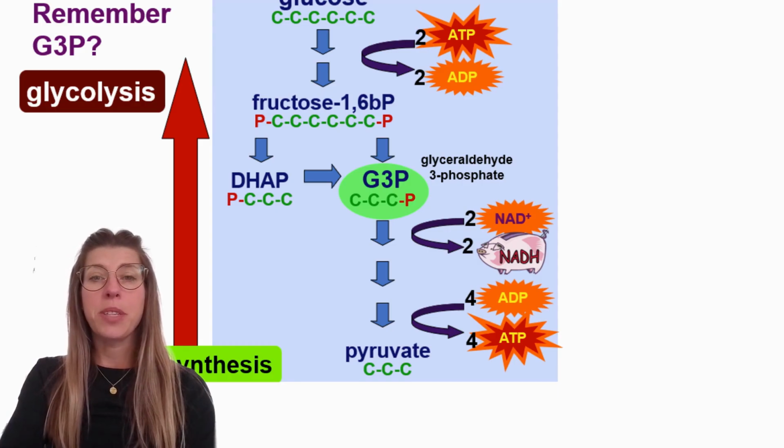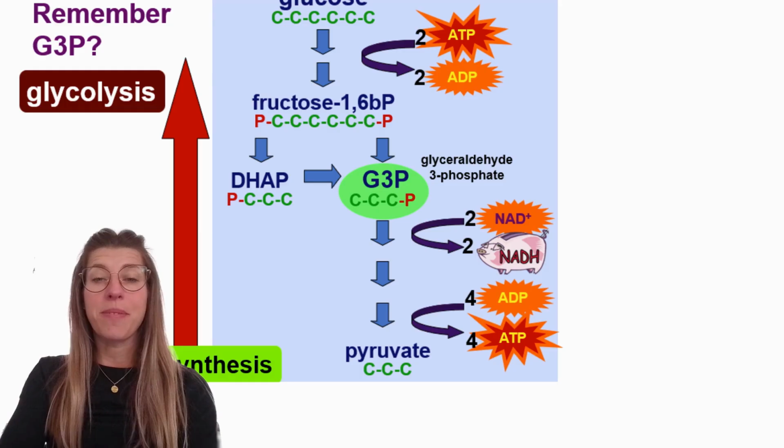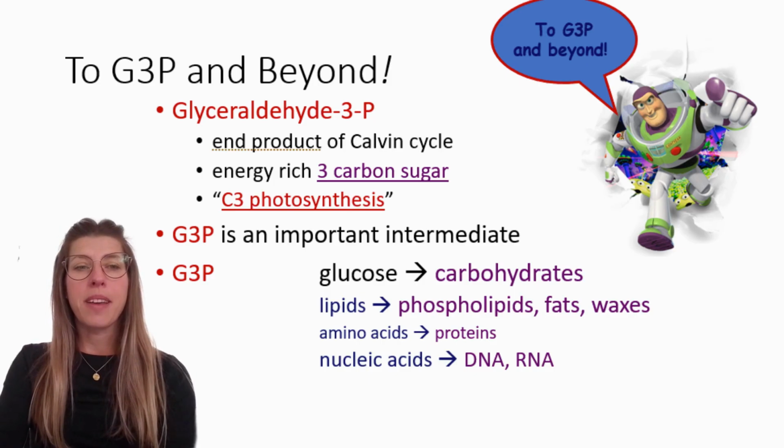Because this was produced in a step in glycolysis, right? As an intermediary step on the way to being reduced to pyruvate. So similar to glycolysis, but it's backwards. We're not breaking it down. In this case, in the Calvin cycle, we are building it up. So to G3P and beyond, glyceraldehyde 3-phosphate is the end product of the Calvin cycle. This is the building block that the Calvin cycle creates to create that glucose molecule.